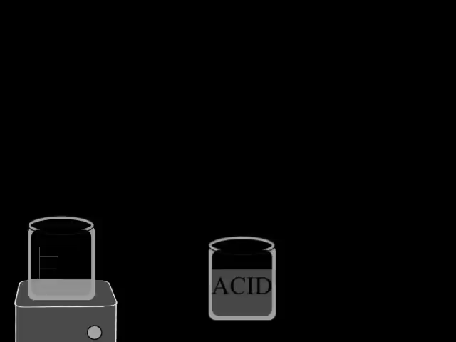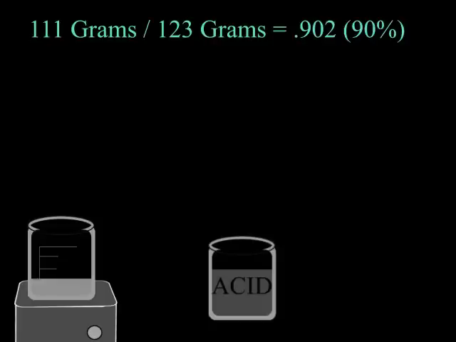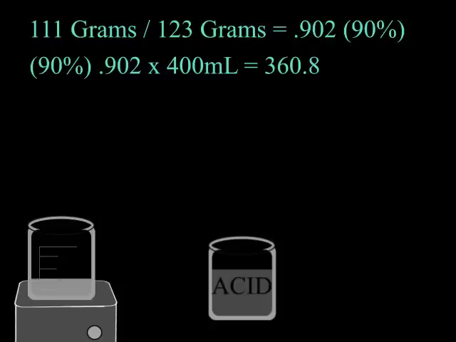Our figured theoretical yield was 123 grams, so if you have less than that, divide what you got by 123 and that will give you your percent. Take that percent and multiply the difference against our 400 milliliters of acid, and that will give you your stoichiometric amount. Now that we have our acid amount figured out, we can add it slowly to the copper carbonate.